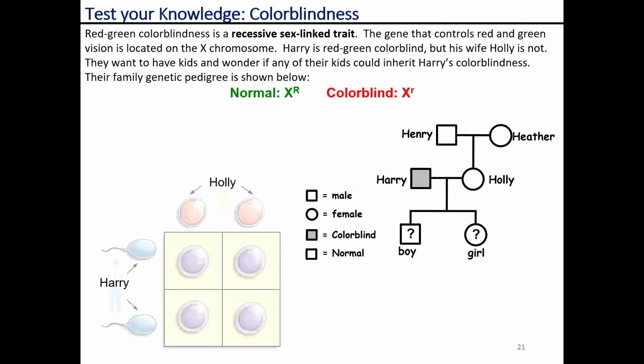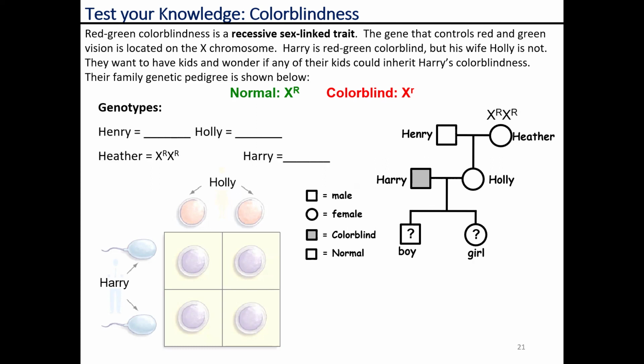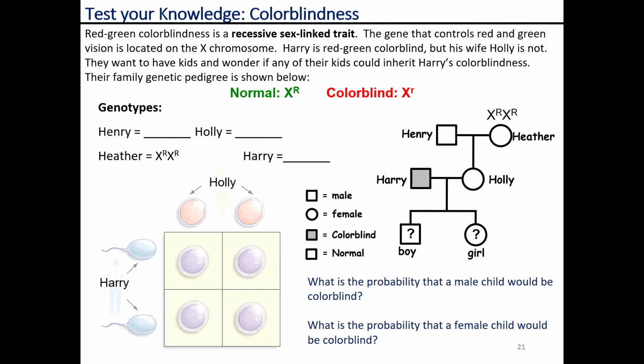In our very first question, it says red-green color blindness is a recessive sex-linked trait. The gene that controls red and green vision is located on the X chromosome. Harry is red-green colorblind, but his wife Holly is not. They want to have kids and wonder if any of their kids could inherit Harry's colorblindness. Their family genetic pedigree is shown below. So what we're trying to identify is the probability that they could have a male child who's colorblind, and the chances they could have a female child who's colorblind. I'm going to give you about 5 seconds to pause this and give it a try, and we'll come back together and check it out.